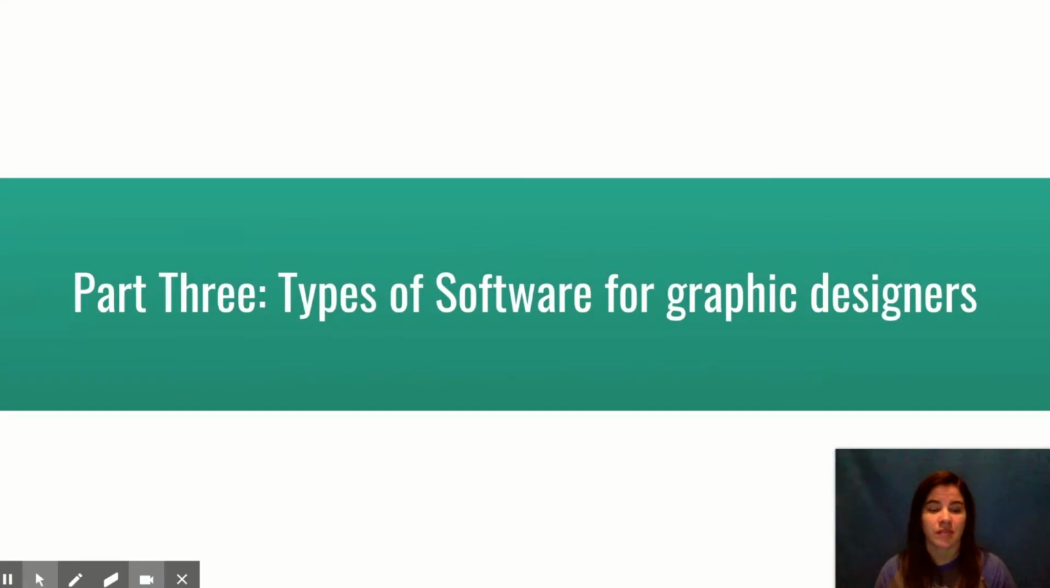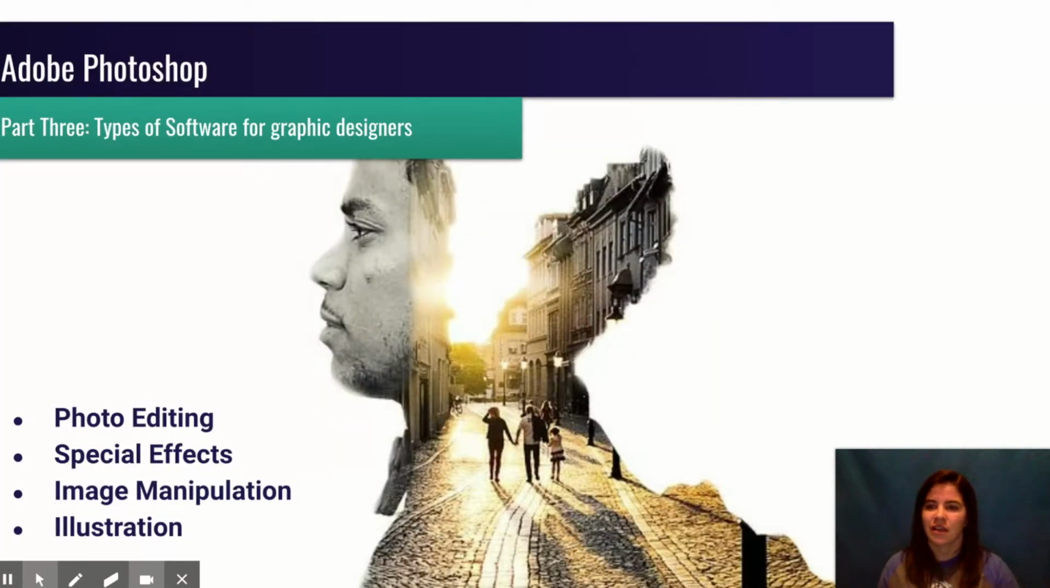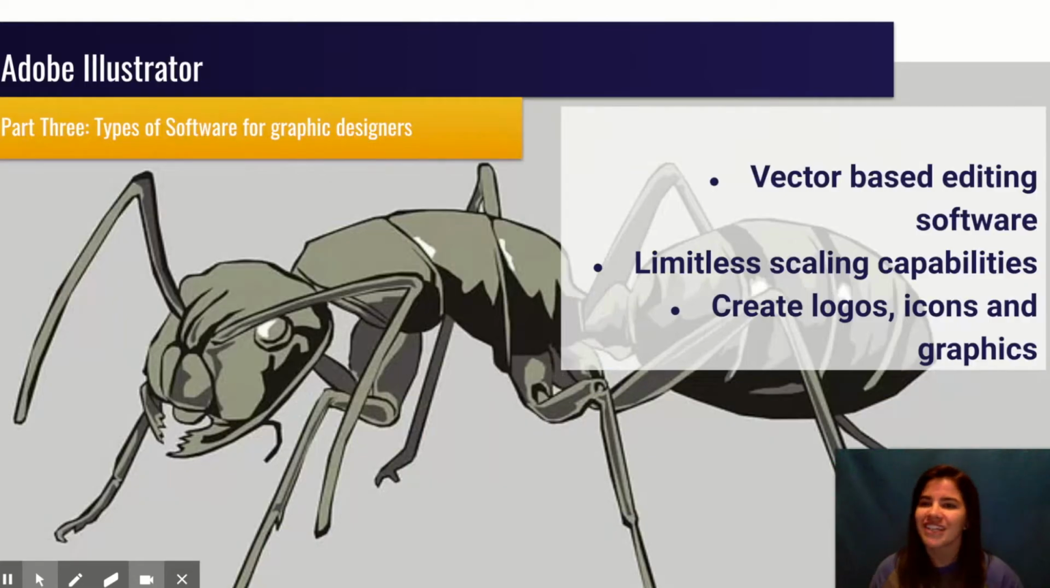So now let's look at the different types of software that graphic designers can use. Now there are hundreds, and I'm only hitting on a few. The first one is Adobe Photoshop, probably one of the most popular ones. This one is great for editing photographs, giving special effects, image manipulation, but you can also create your own illustrations in Adobe Photoshop.